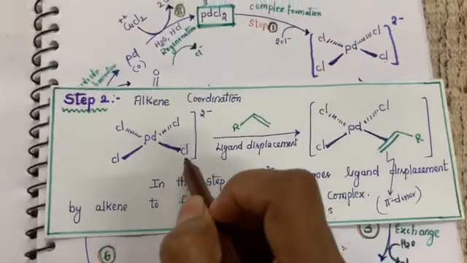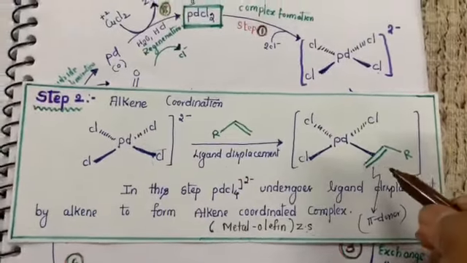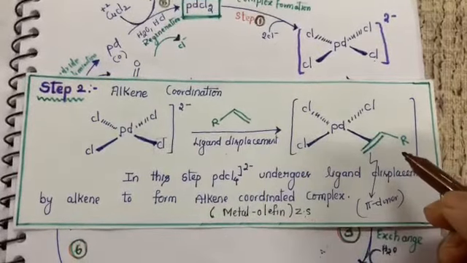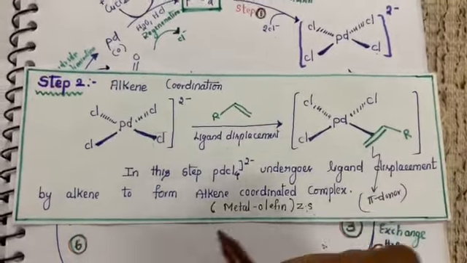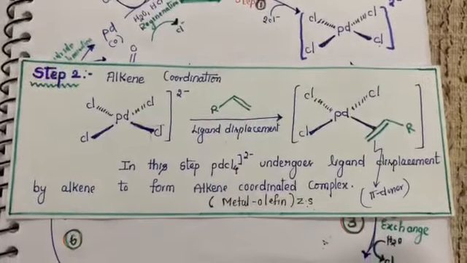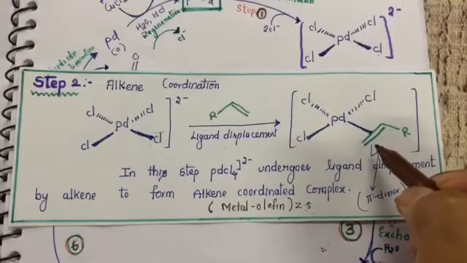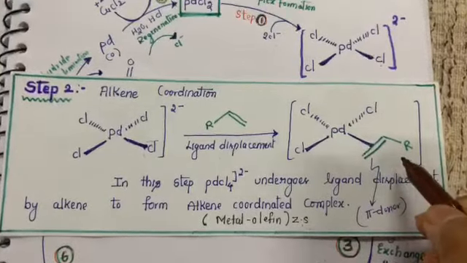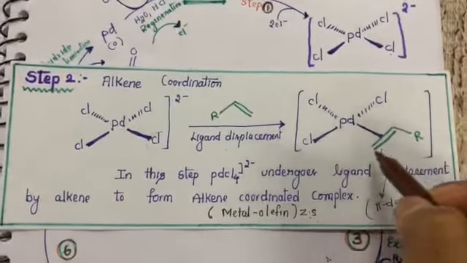That means one of the chlorine ligands is displaced with an olefin. In this step, the ligand displacement is happening by alkene. So we can also say it's an alkene coordination step, in which the alkene acts as a pi donor ligand and is used to form a metal olefin complex, which actually resembles Zeise's salt, if you notice.